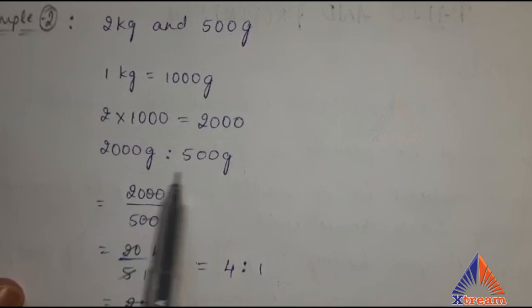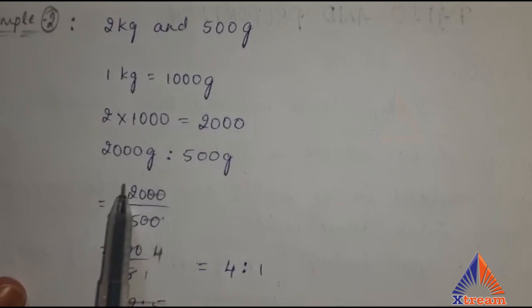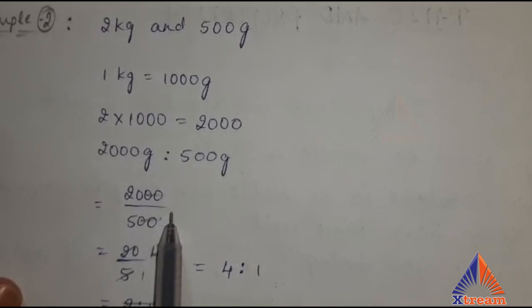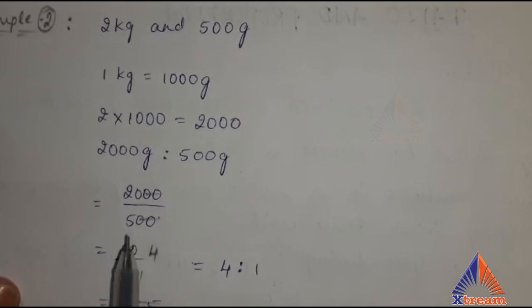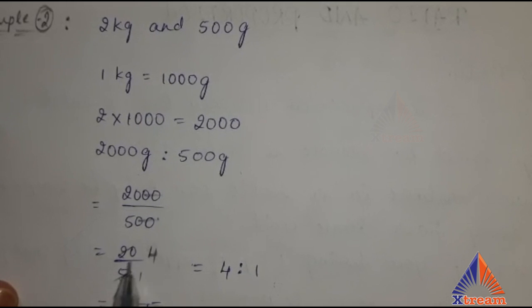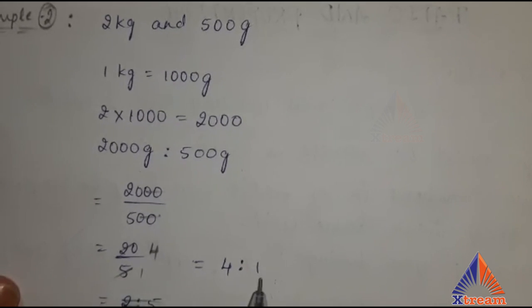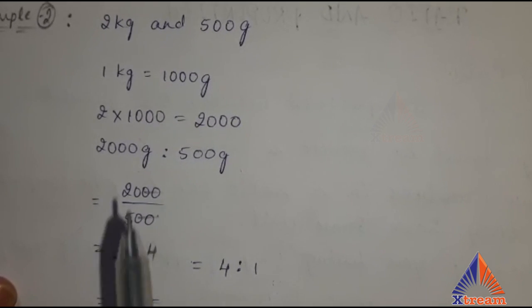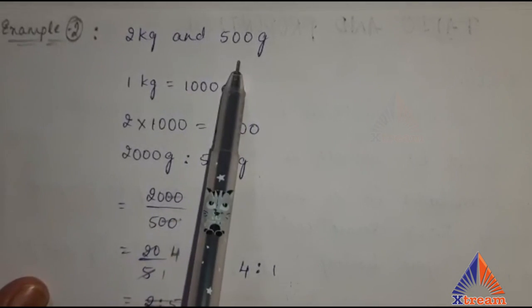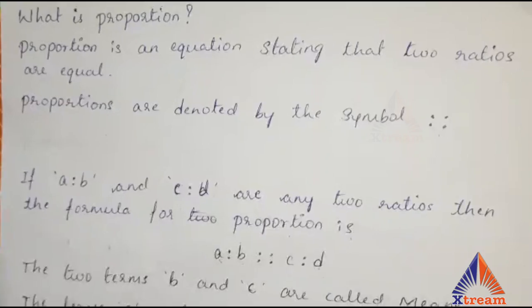Now as the units are the same, we can further simplify them by taking the fractional form. Now cancel the zeros and we have got 20/5. That is 5 ones are 5 and 5 fours are 20. So the answer is 4:1. So the ratio for 2 kgs and 500 grams is 4:1.